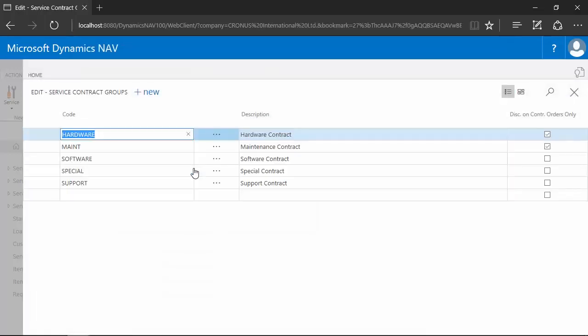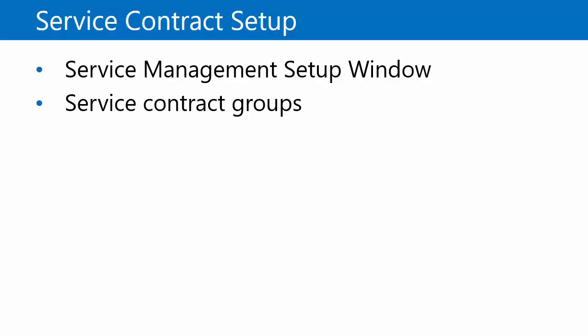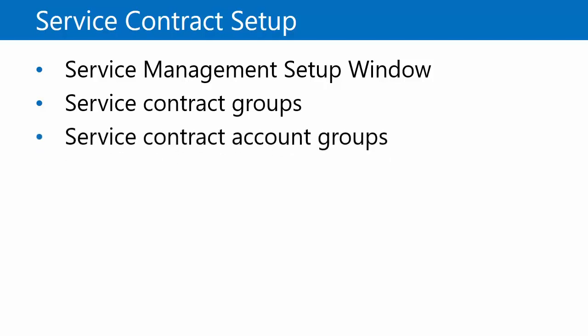If we go to the setup, you can define as many service contract groups as you want. You can give them a code and a description. And you can also use them for this discount on contract orders only. So if you want to limit contract discount to service orders that are directly created from the contract or with the contract batch job.